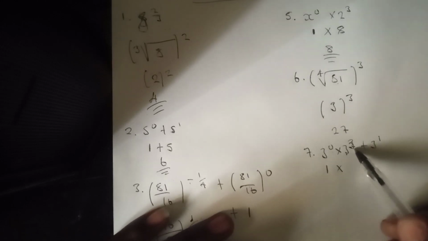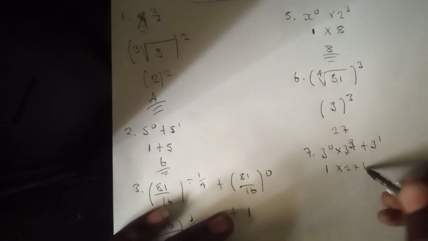Now I remember saying this, I'll say it again: any number raised to the power 0 is 1. So where there is 3 to the power 0, we replace it with 1, and times 3 to the power 3. Sorry, my 3 is not really clear, but 3 to the power 3, that's 27. Then plus 3, because any number raised to the power 1 is the number itself. So from there we multiply 1 with 27, and the answer is still 27. Then when we add 3, the answer gives us 30. So this will be our final answer.